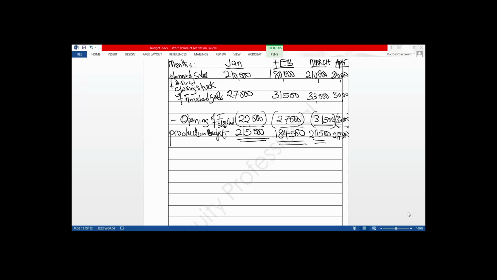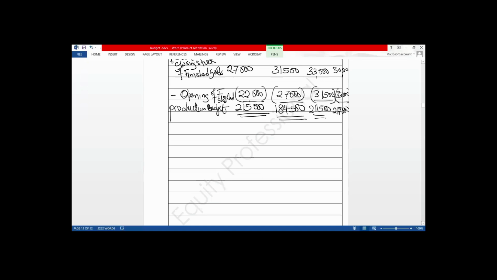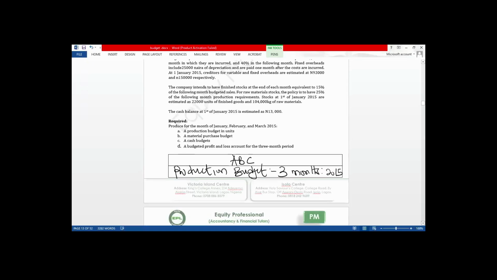Then the next question is the raw material purchase budget. I have just like 10 minutes. Let me round up. At least I can solve that. Raw material purchase budget. Again, don't forget the formats.